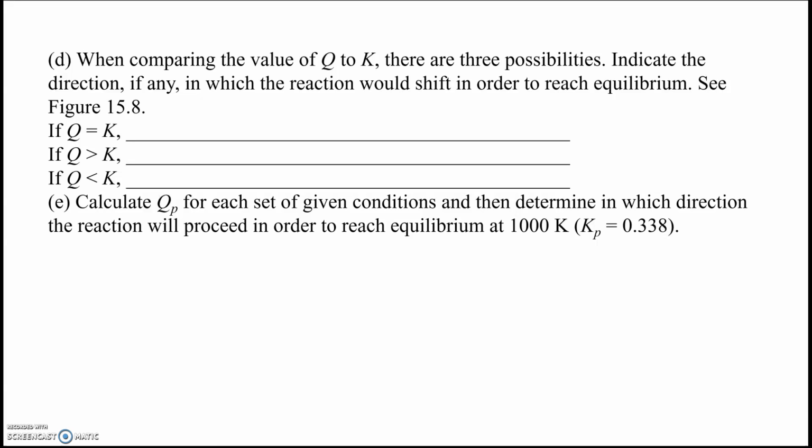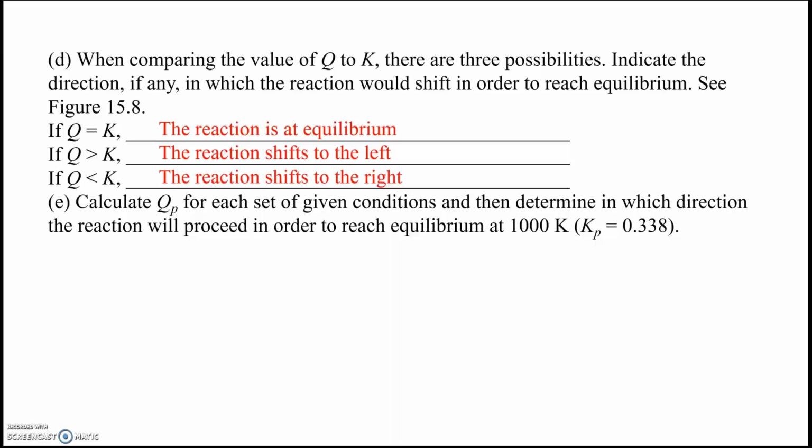If Q is equal to K, that means the reaction is in fact at equilibrium, because when we do the calculations, they are the same. If Q is greater than K, that means the reaction has gone too far and the reaction will shift back to the left. And of course, if Q is less than K, then the reaction hasn't yet gone to equilibrium and the reaction will shift to the right.